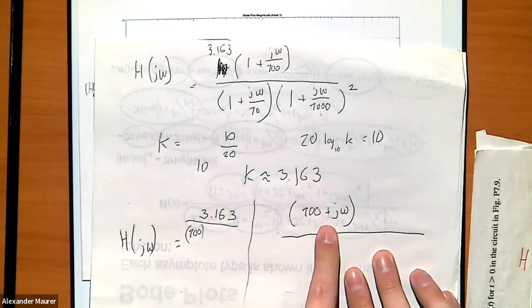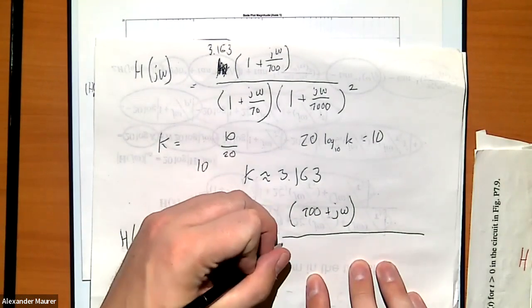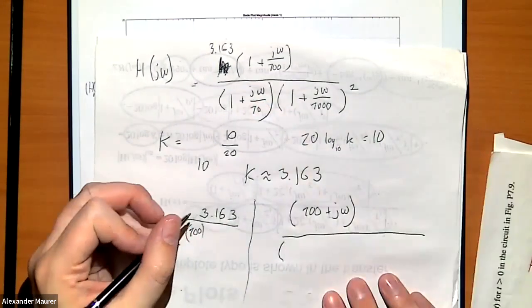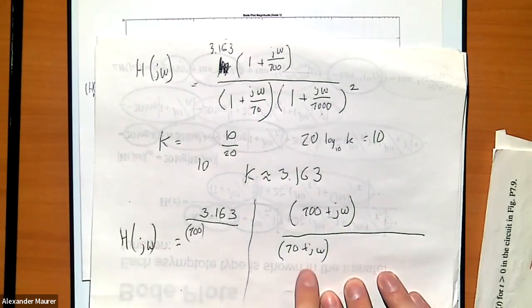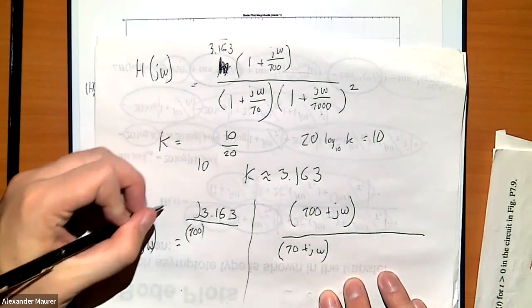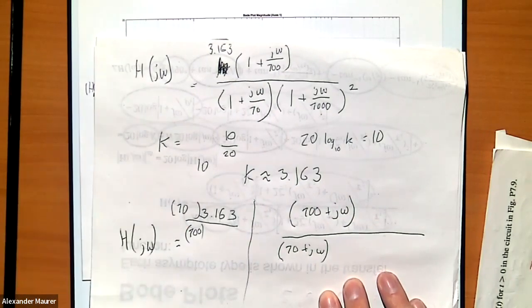Okay, so I've corrected my numerator. I can then modify the denominator with a 70. So this is going to be 70 plus j omega. So I put a 70 in the denominator. By doing this, I need a 70 in my numerator. Okay, so there's my 70.